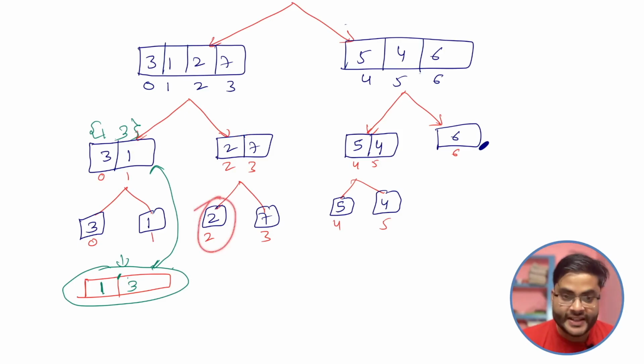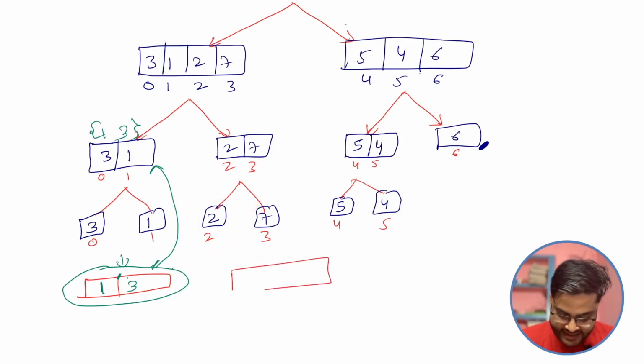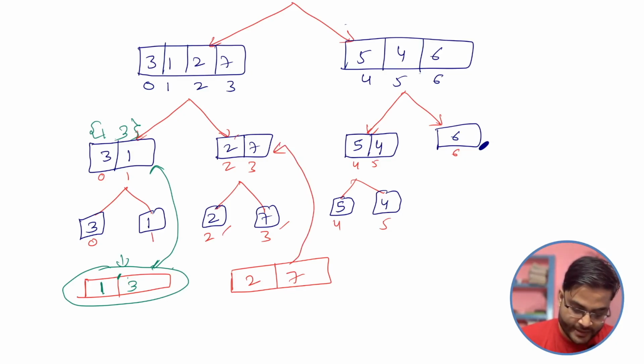So 2 is here, 7 is here. Okay. Let's take an auxiliary array of size 2. Now compare 2 and 7. Which is smaller? 2. So take 2 here and take 7 here. Okay. Now move these elements to my original array. So this will be 2 and this will be 7. So we have sorted this part also.